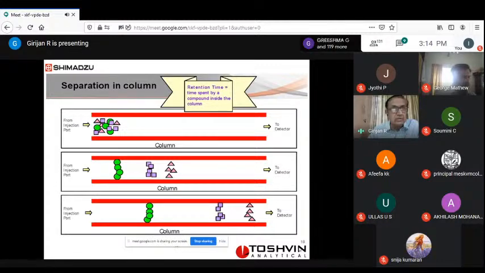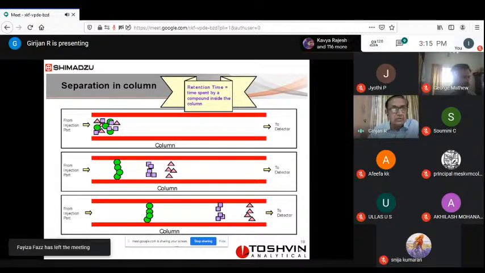So from this, what is your inference? The compound represented by the triangle has the least affinity towards the stationary phase. That is why it is moving faster and coming out of the column first. At the same time, the compound represented by the green circle has the highest degree of affinity toward the stationary phase, and that is why it is moving at the slowest speed and will come out last. So depending upon the difference in the degree of affinity, different compounds get separated inside the column, moving at different speeds and coming out of the column at different times. That's a real essence of chromatography separation.